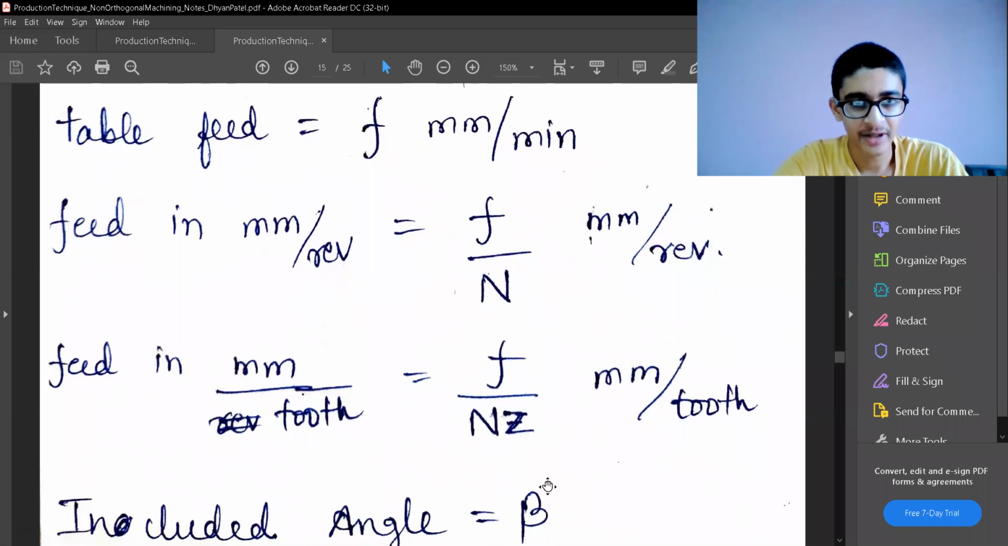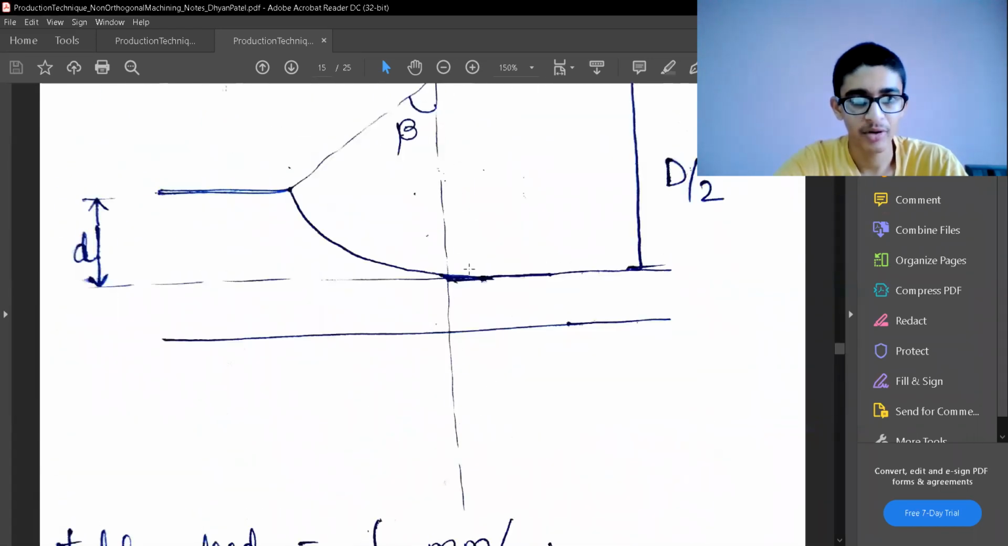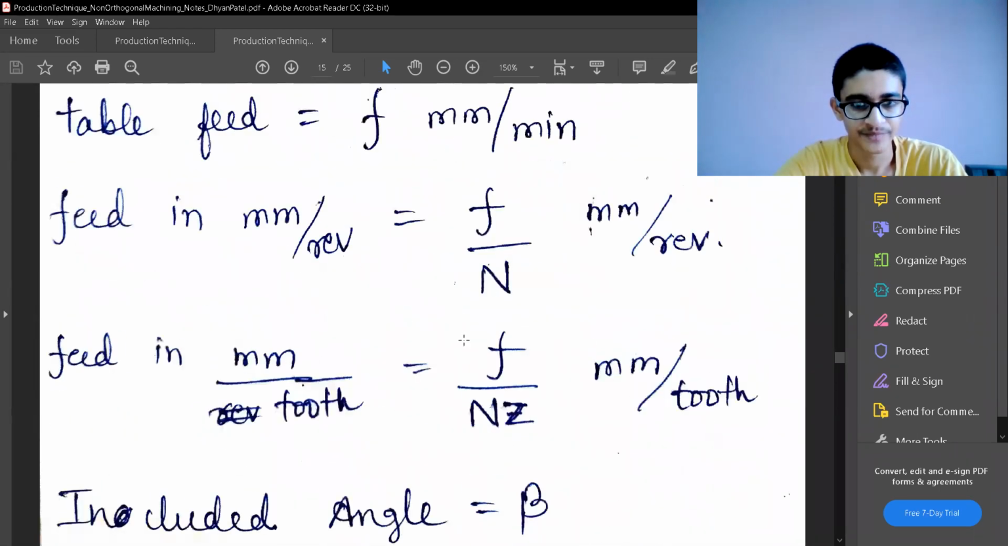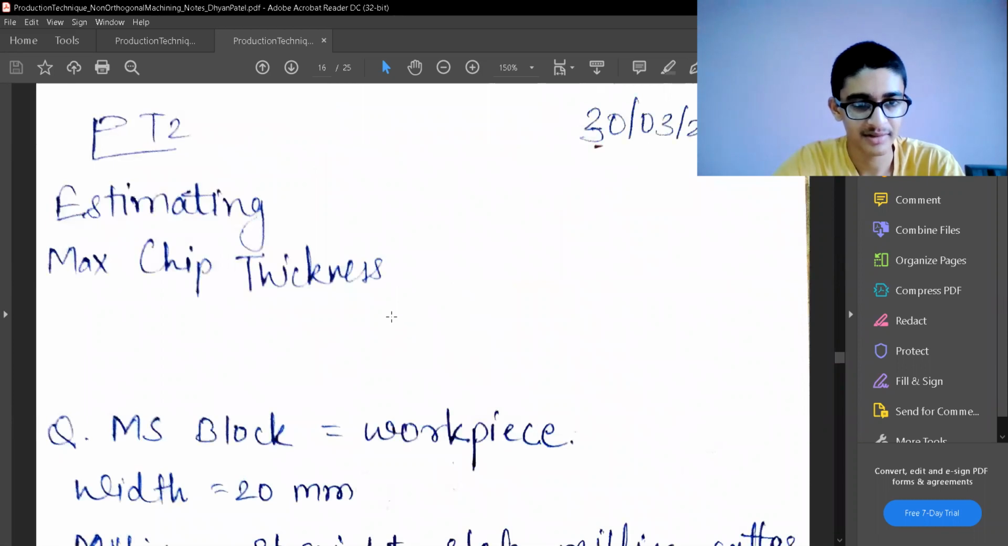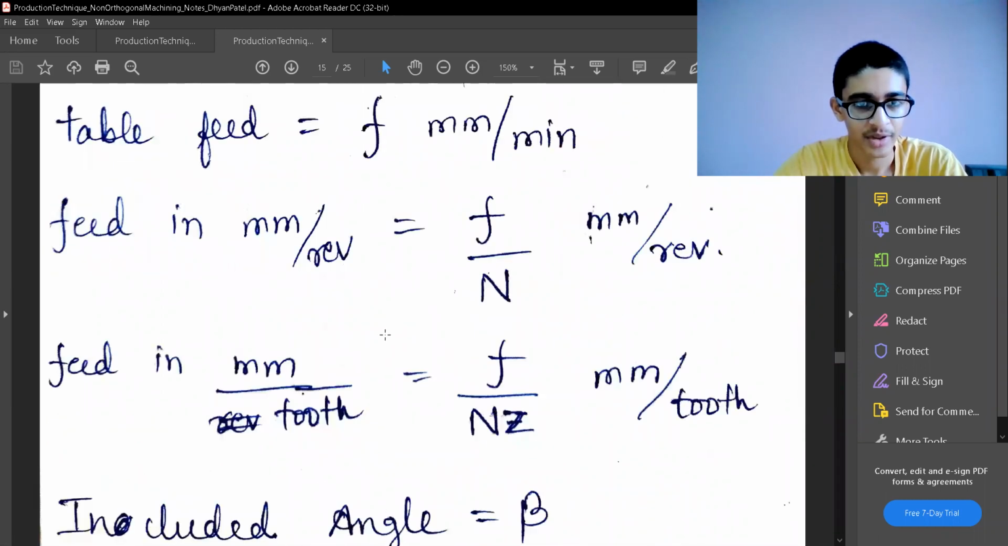And beta is the included angle in which the cutting operation, or the milling operation, is actually happening. All other angles except that beta angle are idle at that time. So all the teeth which are coming over there are idle. In the next video, we'll start with proper numerical questions on milling, so you will have a better understanding of that. Thank you.